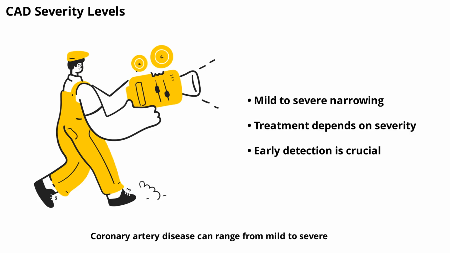Coronary artery disease can range from mild to severe. Mild CAD may only cause minor narrowing of the arteries, while severe CAD can lead to significant blockages and a high risk of heart attack. Doctors use test results to classify the severity and recommend appropriate treatment. Early-stage CAD can often be managed with lifestyle changes and medication, while advanced cases may require procedures to restore blood flow.